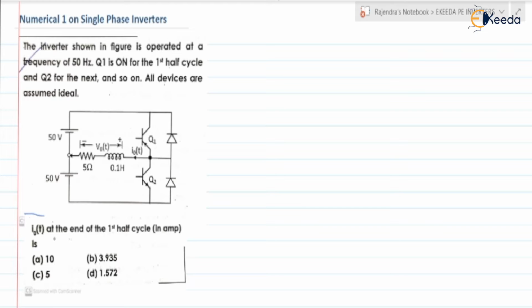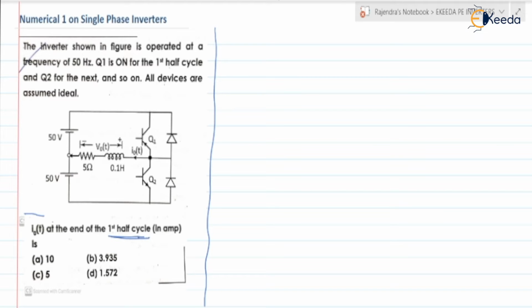Okay, I0 of t at the end of first half cycle in ampere is, and they have given four options. Our task is to find I0 of t at the end of first half cycle only. At the end of the first half cycle, what is the value of I0 of t, that we need to find. First half cycle means the very first half cycle.